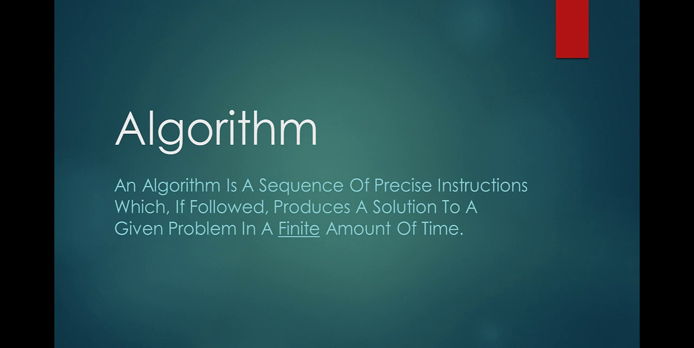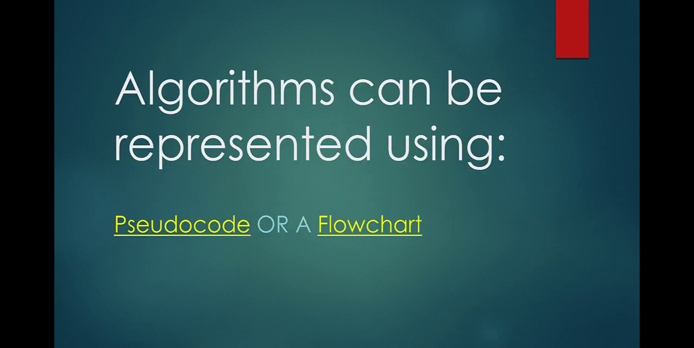So that means that whatever problem you're trying to solve, you must have a start, where you start, and then it must have a complete end. Or else we'll have what we call an infinite loop, which will eventually crash your machine. Alright, so these steps, which we call algorithms, can be represented in two ways. They are either using pseudocode or using what we call a flowchart.